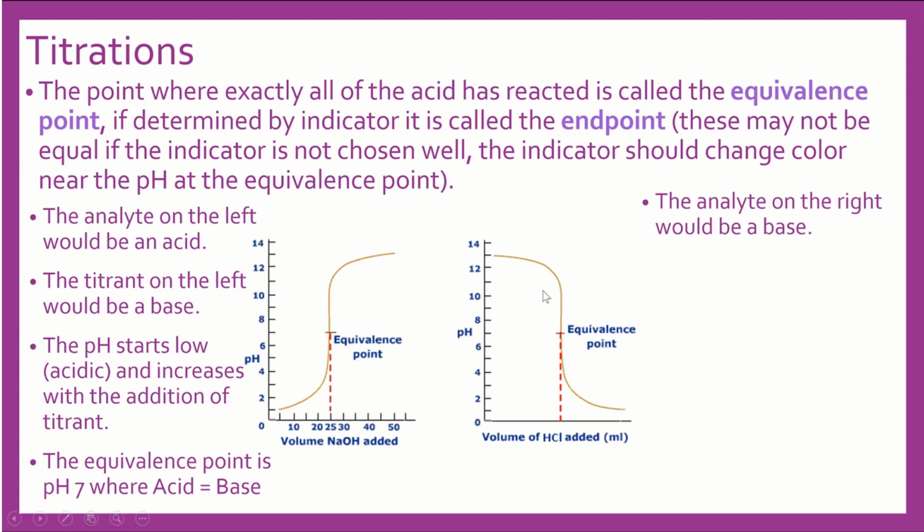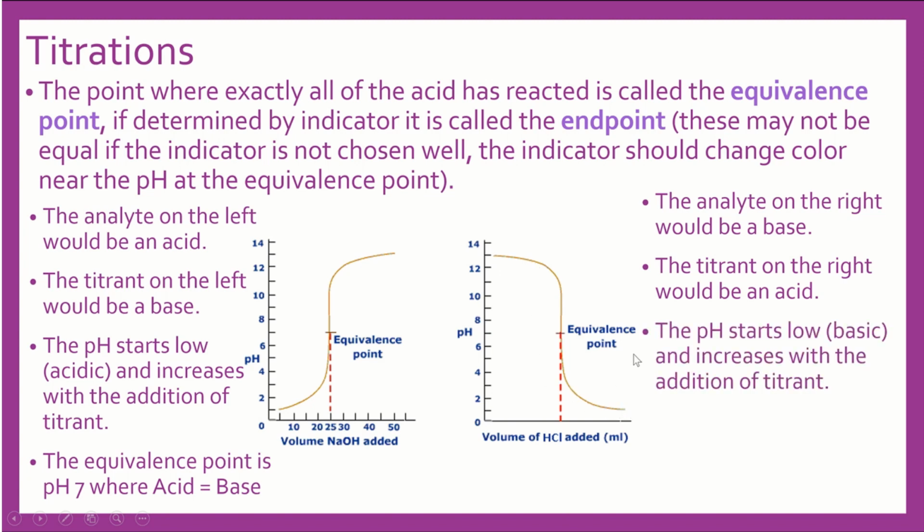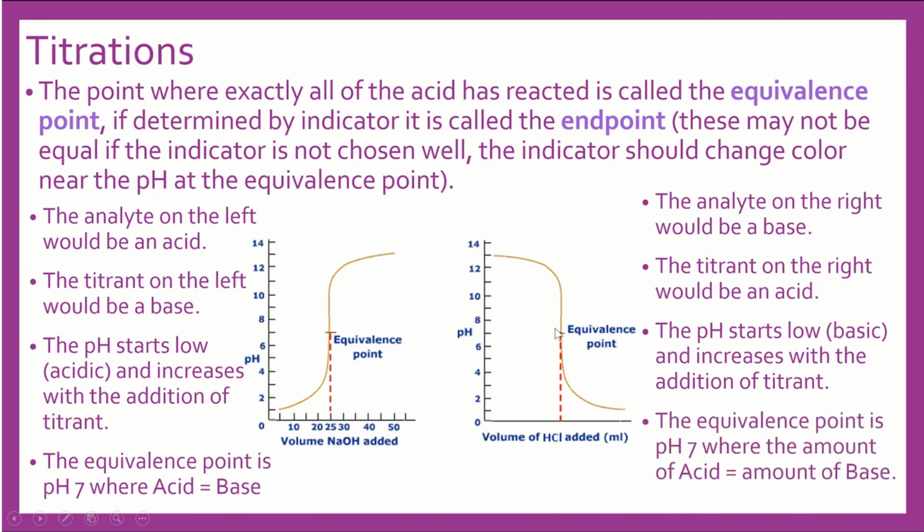We've got a second graph here, and this time we would have an analyte of a base. We'd have an unknown base, and we would add acid. So the titrant in this case would be acid, and again, we're starting with a high pH, and it's dropping, it's going lower because we're adding acid. But once again, the equivalence point is where acid and base are equal, which in this case is at a pH of 7.